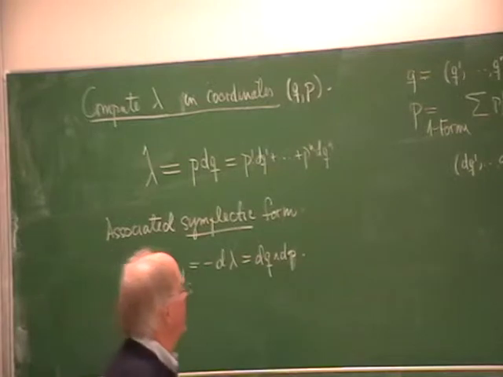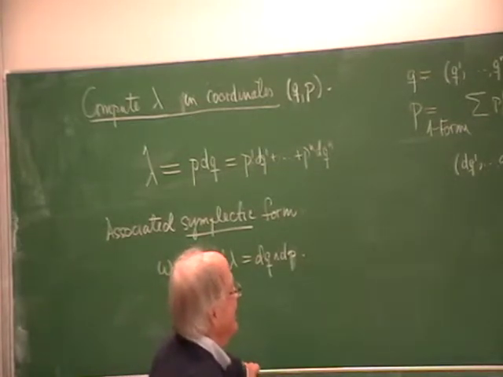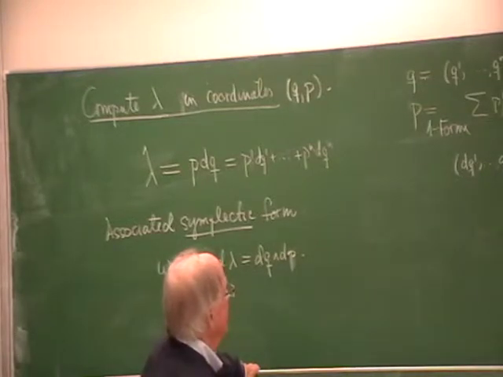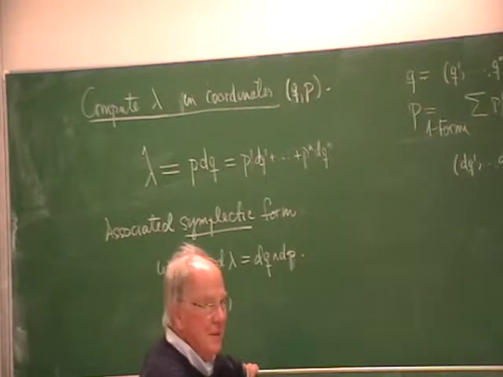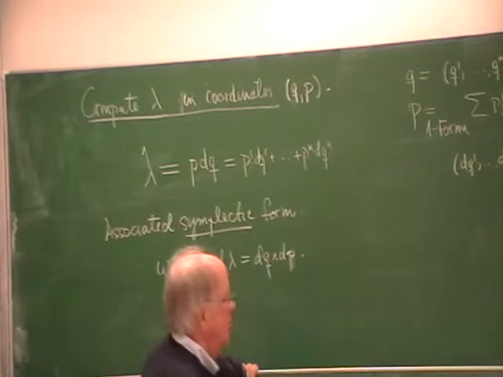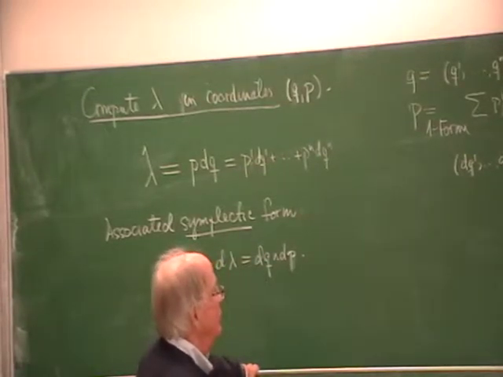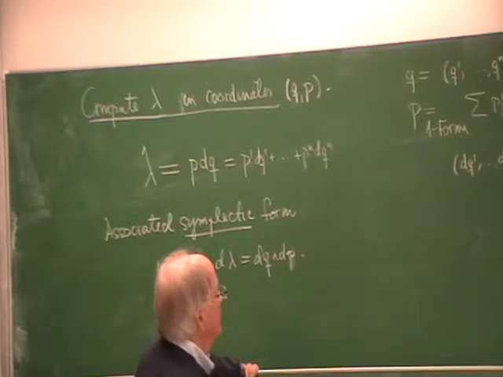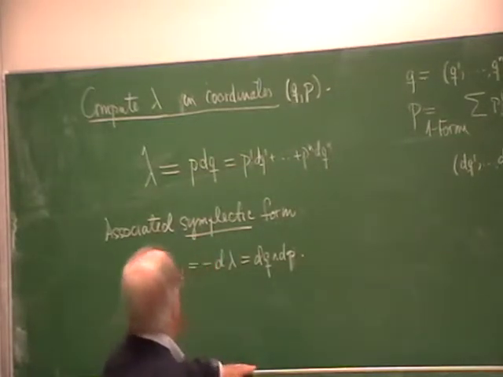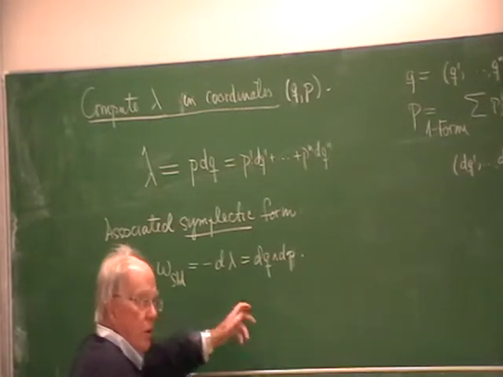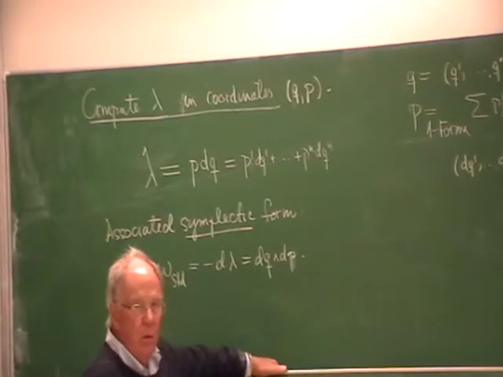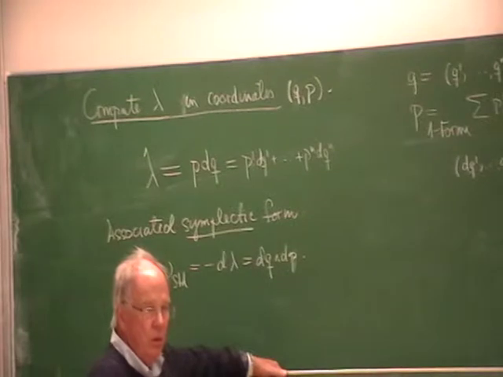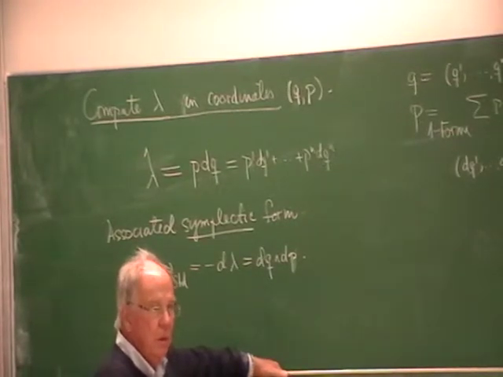Is there some sort of sloppy notation that's causing this? I'm not sure this is sloppy notation. It's just confusing for a moment. So lambda is a function. Where does lambda live? Well, you know what lambda is. I defined it. Lambda is a one form on the cotangent bundle space.